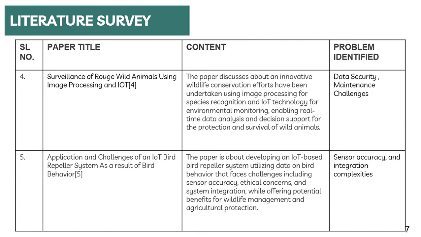Then, applications and challenges of IoT bird repeller. Basically, this is for repelling birds. Sensors are used to identify birds, and after the identification, it produces sound ranges to repel the birds away from the agricultural land. It also faces problems like very low sensor accuracy and integration complexities.